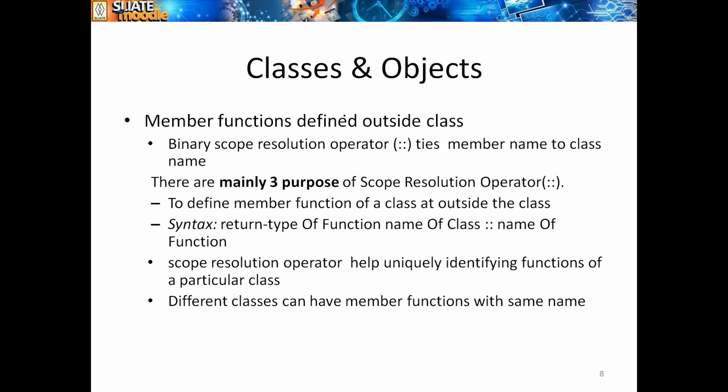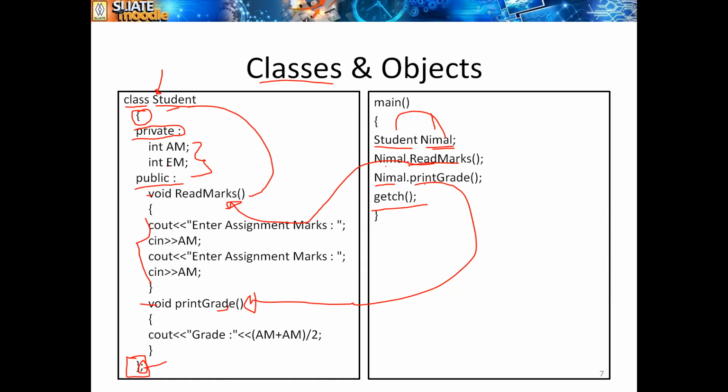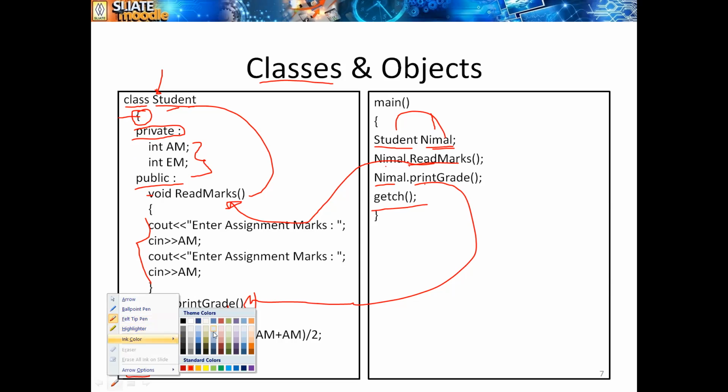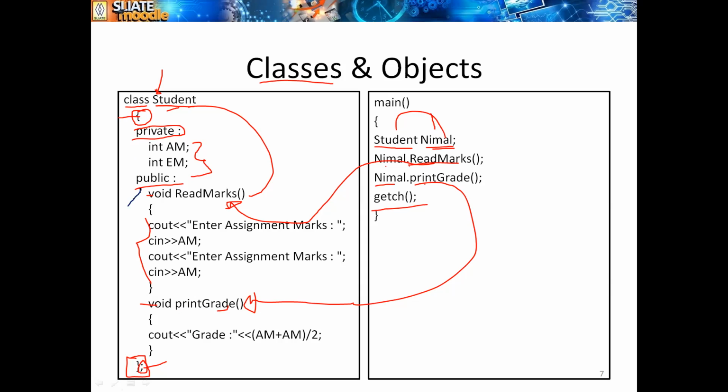Classes and objects: another way of writing a class, with the member function defined outside the class. You can see here that the member functions are defined inside the class. Here it starts, here it finishes.